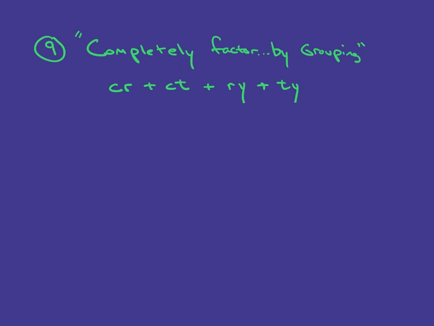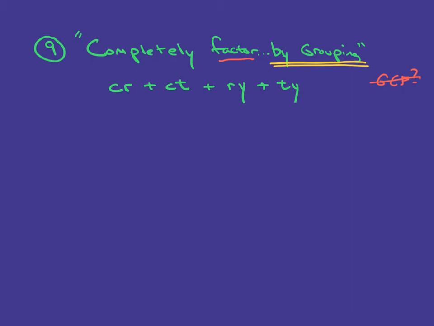Number 9, completely factor by grouping. And we've got CR plus CT plus RY plus TY. Generally what that means when you factor by grouping is that, first off, if you're factoring, you want to check to see if there's a greatest common factor, anytime you see that word factor. But if you look at this, we can't take C out of everything. We cannot take R out of everything. And that basically means that there's nothing you can take out of everything.